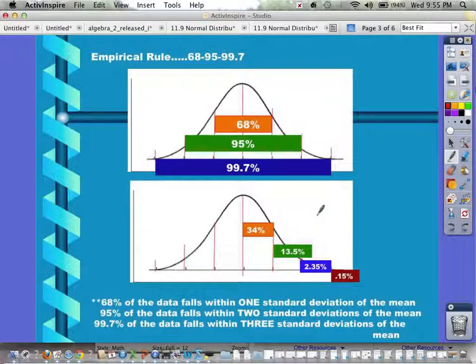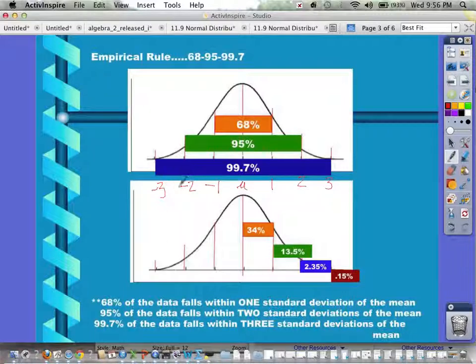The empirical rule. This is very, very, very important and very, very easy. If you know this, then you'll be able to figure out most of the probabilities without any problem. This is separated by your standard deviations. You notice I have 3 standard deviations on the right, 3 on the left. This would be your mu, or your x bar, your mean. And this would be 1 standard deviation, 2 standard deviations, 3 standard deviations. This would be -1, -2, -3.